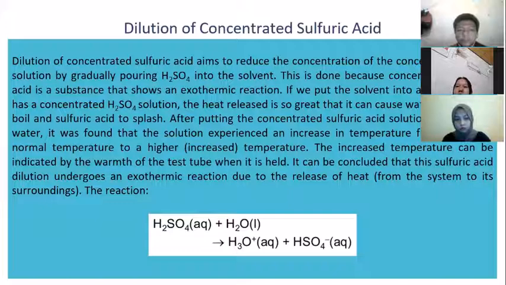After putting the concentrated sulfuric acid solution into the distilled water, it was found that the solution experienced an increase in temperature from the initial normal temperature to a higher temperature. The increased temperature can be indicated by the warmth of the test tube when it's held. It can be concluded that this sulfuric acid dilution undergoes an exothermic reaction due to the release of heat from the system to its surroundings. The reaction equation is sulfuric acid reacted with water, producing hydronium ions and bisulfate ions.